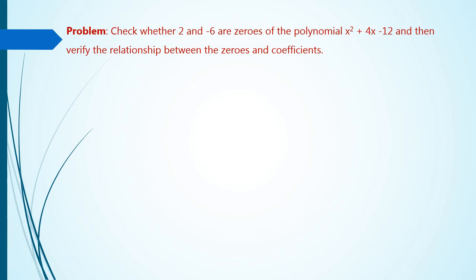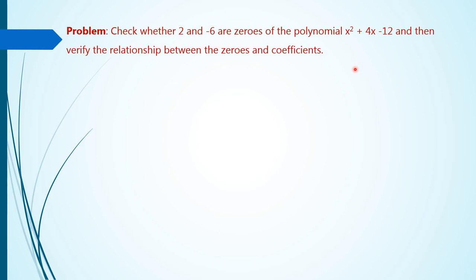Let's solve one more problem. Check whether 2 and minus 6 are zeros of the polynomial x square plus 4x minus 12, and then verify the relationship between the zeros and the coefficients. Here he has given two numbers which we have to verify whether they are zeros of the given polynomial or not. In the previous problems, he didn't give any zeros to us.